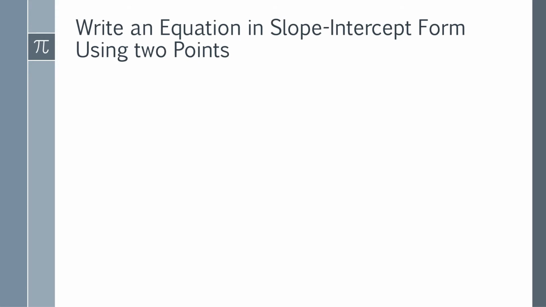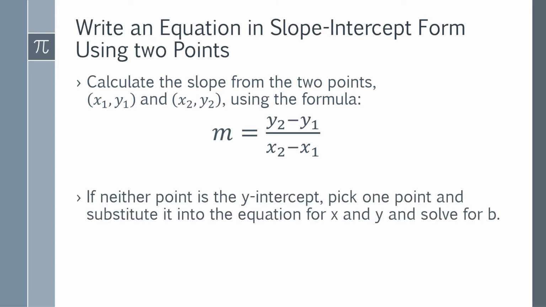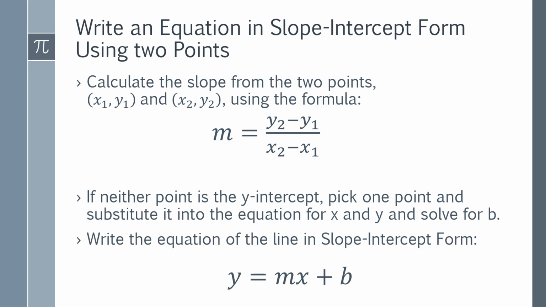Okay, so now we want to be able to write the equation in slope-intercept form using 2 points where one of them is not the y-intercept. So how are we going to do this? Same way, we're going to first calculate the slope from the 2 points. And then, if neither point is the y-intercept, we're going to pick one of those points, and we're going to substitute it into the equation for x and y and solve for b. And then that's going to give us our equation.